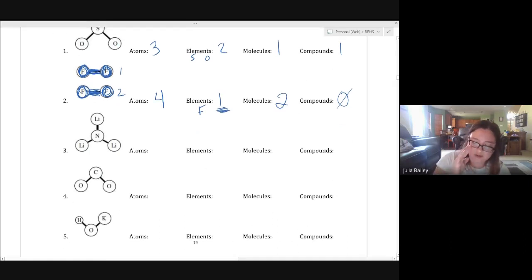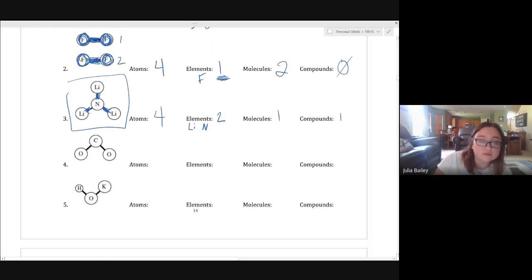When we look at number 3, I see 1, 2, 3, 4 atoms. How many different elements are there? There's lithium and there's nitrogen, so that's 2 elements. They're all connected in one big piece, so that's only 1 molecule. And then the whole thing, since there's more than 1 element, is 1 compound.